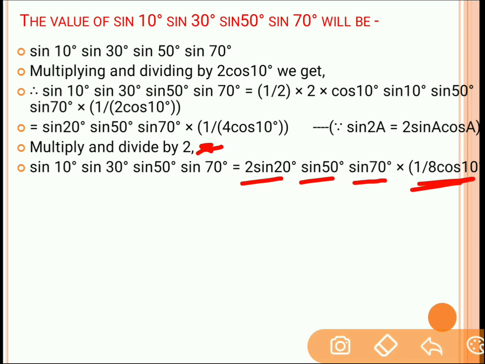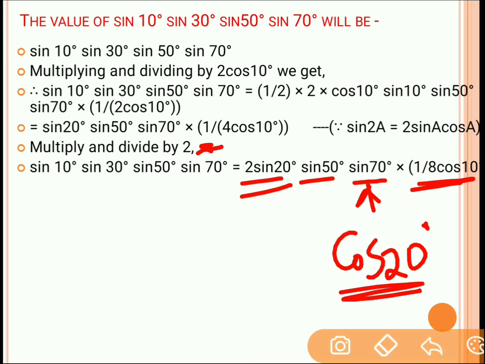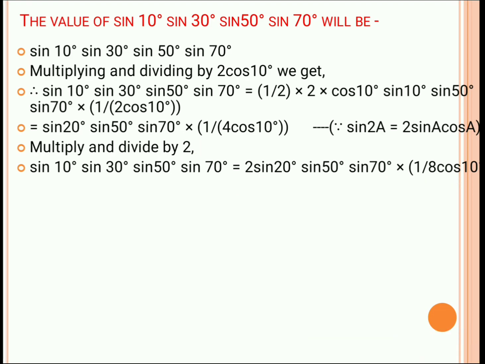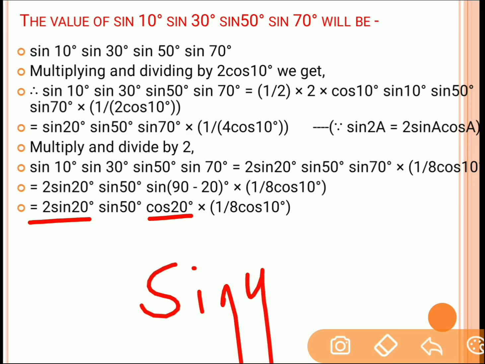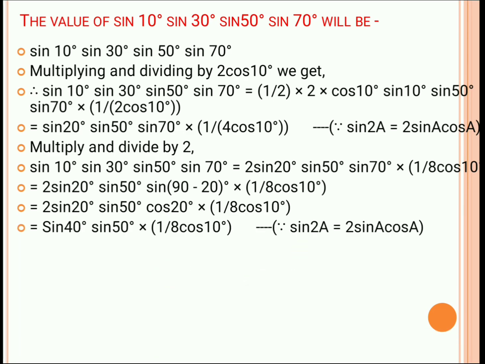Now why have I multiplied and divided by 2? You will come across that in the next step. Because sine 70 can be written as cos 20 degree, 2 times sine 20 into cos 20 degree can be written as sine 40 degree. So in this expression, sine 70 is converted into sine 90 minus 20, and that is equal to cos 20 degree. Now 2 times sine 20 into cos 20 is equal to sine 40 degree. So it will become sine 40 degree into sine 50 degree.